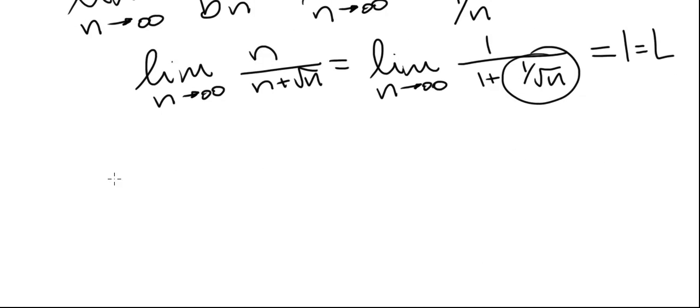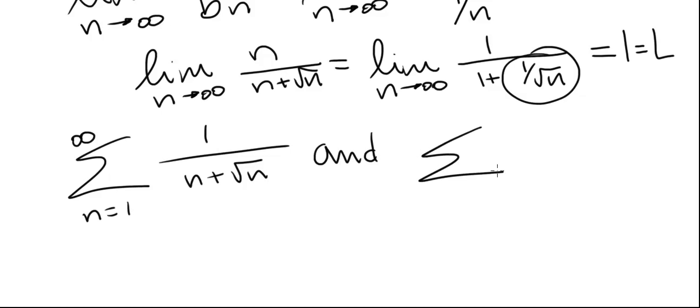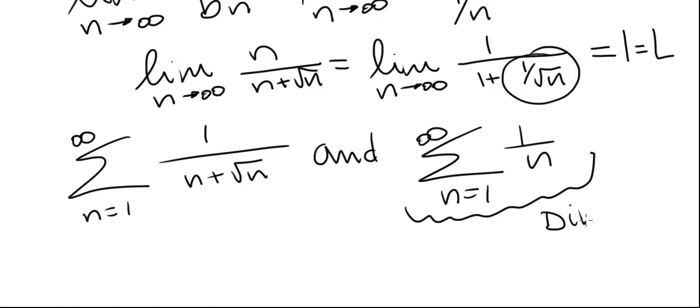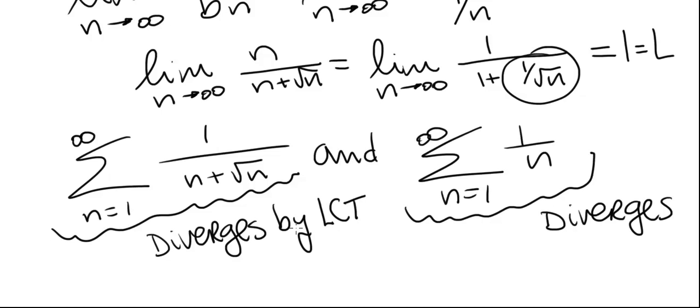Therefore, both series, that is the series we were looking at, the sum from 1 to infinity of 1 divided by n plus square root of n, and the harmonic series, the sum from 1 to infinity of 1 over n, either both converge or both diverge. We know that this series diverges. And so our conclusion is that the series we're looking at also diverges, and this is by the limit comparison test.